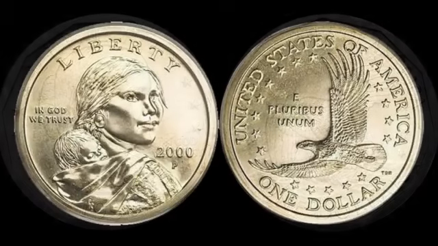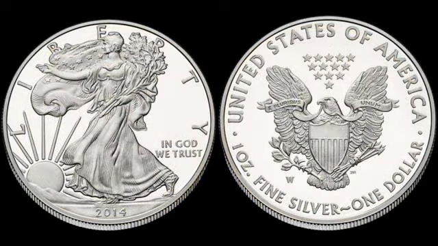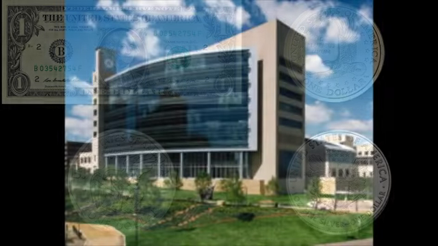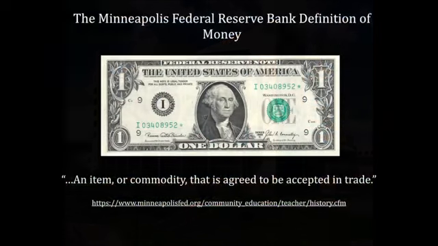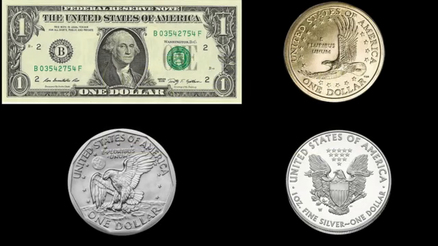Here is another dollar. This one looks similar to the previous dollar, but not exactly the same. Now let's look at one more dollar. This one looks similar to the last, but again, it's slightly different. All four, even though they are all made out of different materials of differing values, are declared by the U.S. government to be a dollar and forms of U.S. money. The Minneapolis Federal Reserve Bank defines money as an item or commodity that is agreed to be accepted in trade. So, in this slide, what is being traded are paper notes and coins.